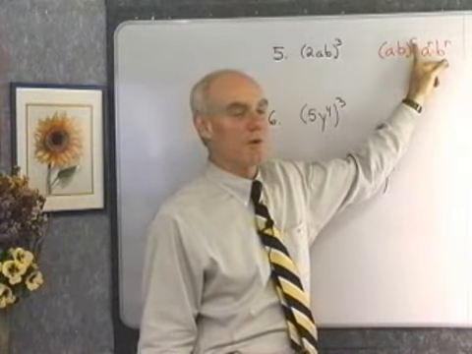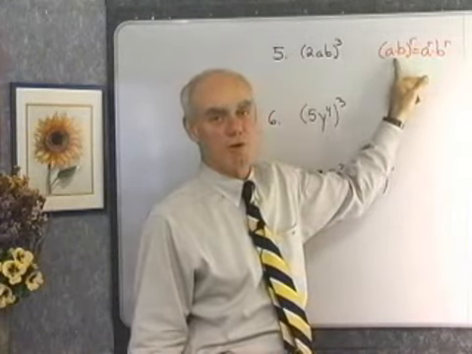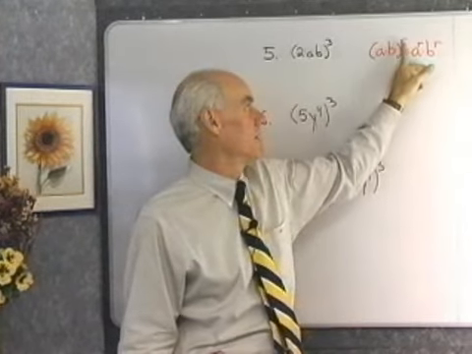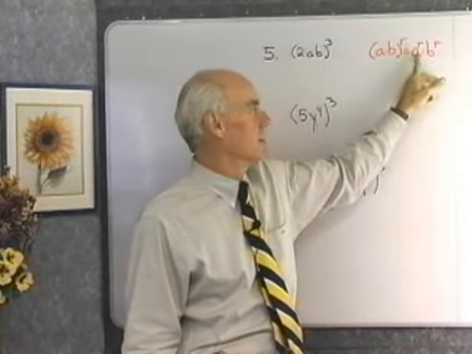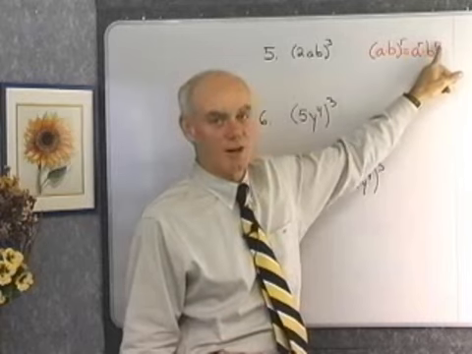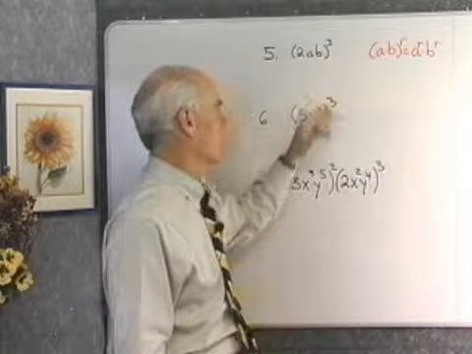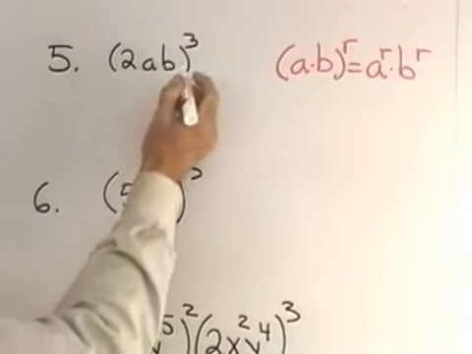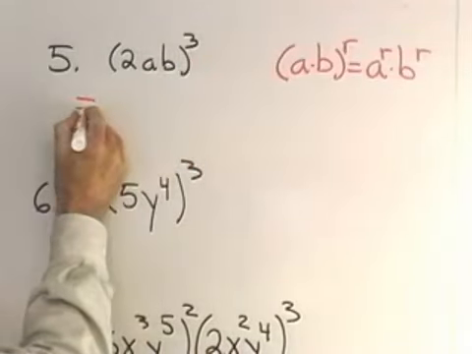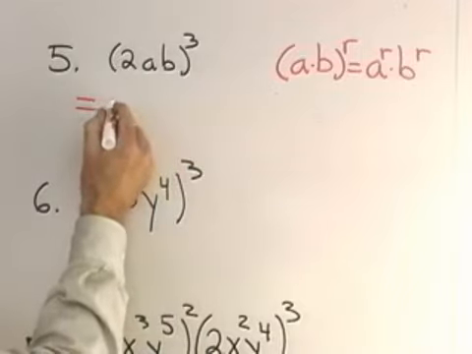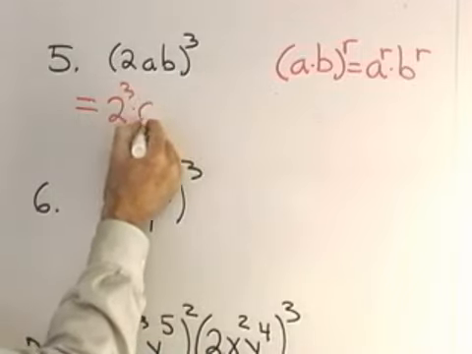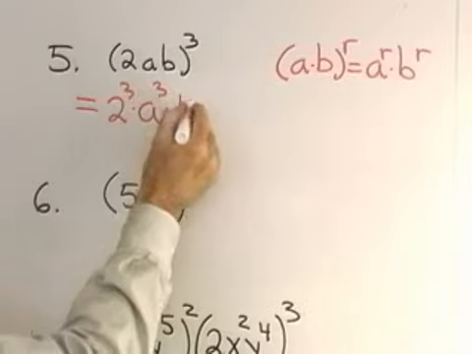What this property of exponents says is that exponents distribute over multiplication. So a times b all raised to the r power is a to the r power times b to the r power. So let's apply property number 3 for exponents to this expression. I have 2ab to the third power. Well, what this property says is I can write that as 2 to the third times a to the third times b to the third.